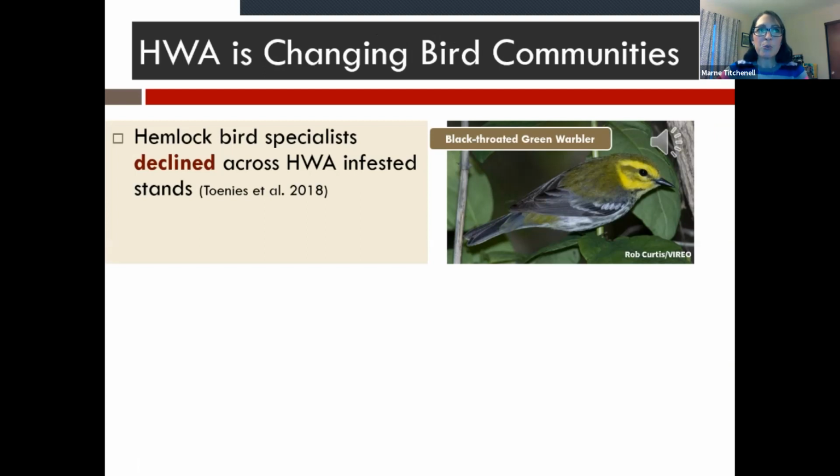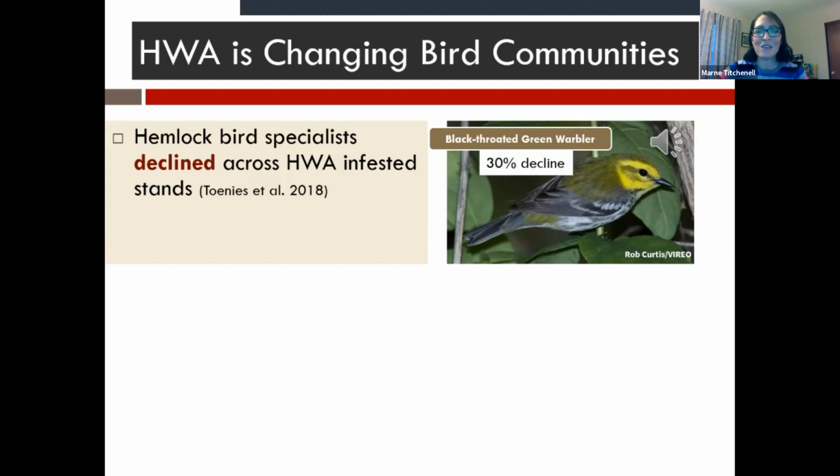Now, this research that I'm going to share by Tony's and others is from research conducted in Delaware and New Jersey. And so in areas where hemlock woolly adelgid has invaded, they have been reporting changes in the bird communities. Researchers have reported that those hemlock bird specialists, no surprise, have declined across those infested stands. And so just looking at one of the species, the black-throated green warbler, they noted a 30% decline.